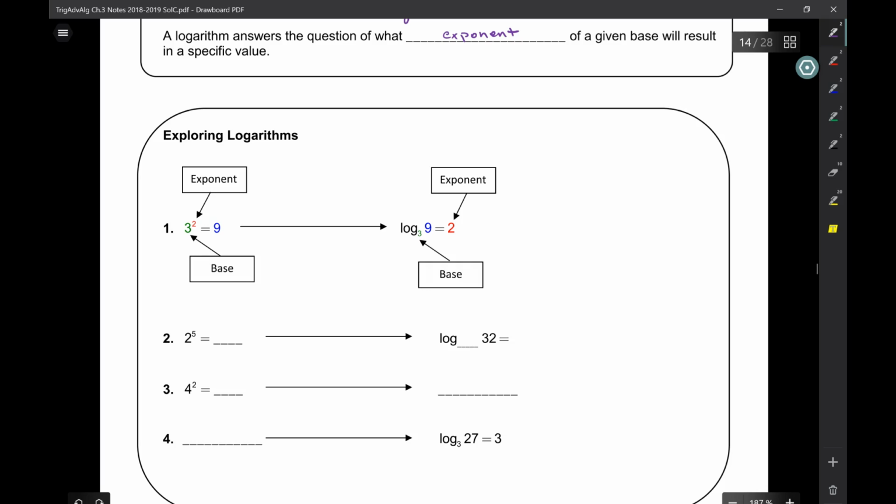Another way of writing the exact same thing, another language, is this. So you say log, okay, so this is how we read these. Log base 3 of 9 equals 2. So now, log base 3. So take a look here. If this is the base of the power, then it goes in the base of the log. Okay? The exponent, remember, is always the answer to the logarithm.